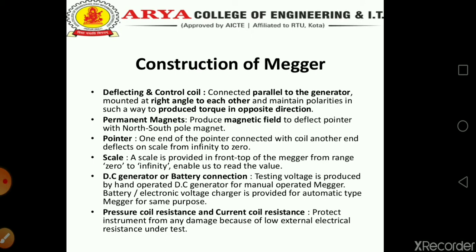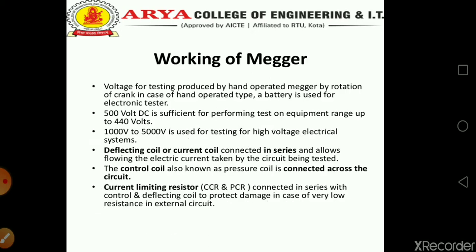Pressure coil resistance and current coil resistance protect the instrument from any damage because of the low internal electrical resistance under test. Working voltage for testing is produced by the hand operated Megger by the rotating of the crank. In case of the automatic type, a battery is used for the electronic tester.